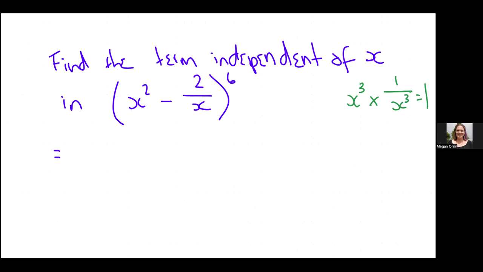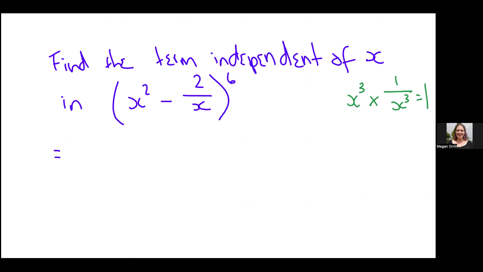Got it? Oh, so I don't want what number term it is. I want what the answer is. I get what you're saying and you're right. 240. Look at the boys down the back. They've got it. Well done.